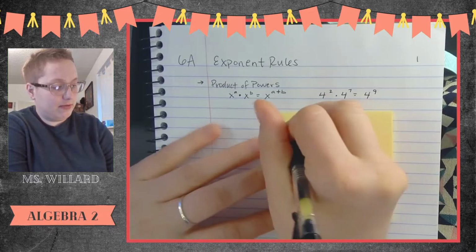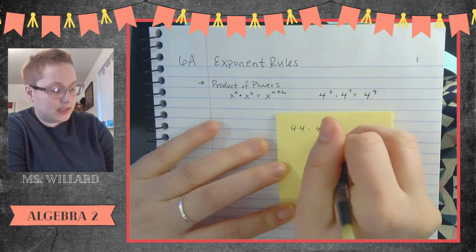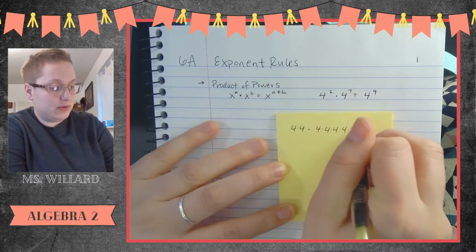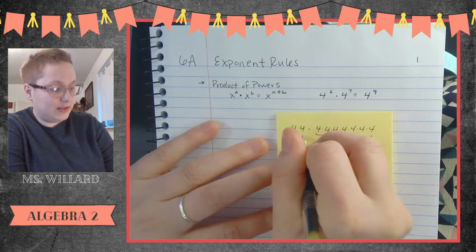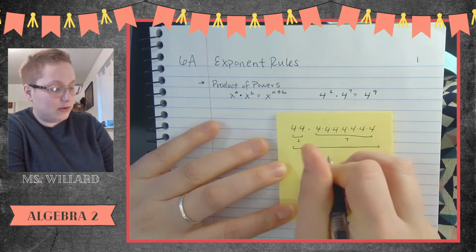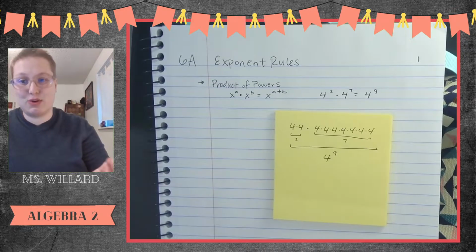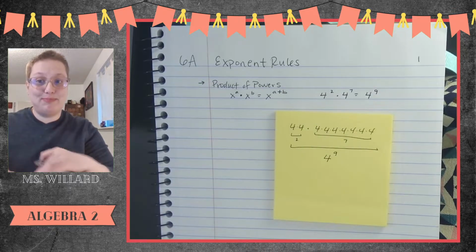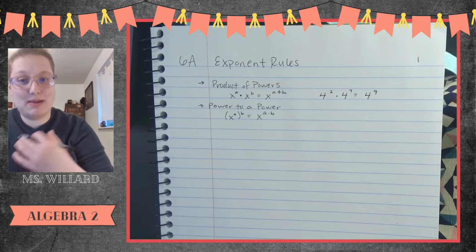Okay, because I'm doing 4 times 4, that's 4 squared, times 4 times 4 times 4 times 4 times 4 times 4 times 4. That's 7. There's 7 here and 2 here, which means that in total there are 9 total 4s multiplied together. So that's 4 to the ninth. The 4 stays the same. Okay, we're good. Continue.